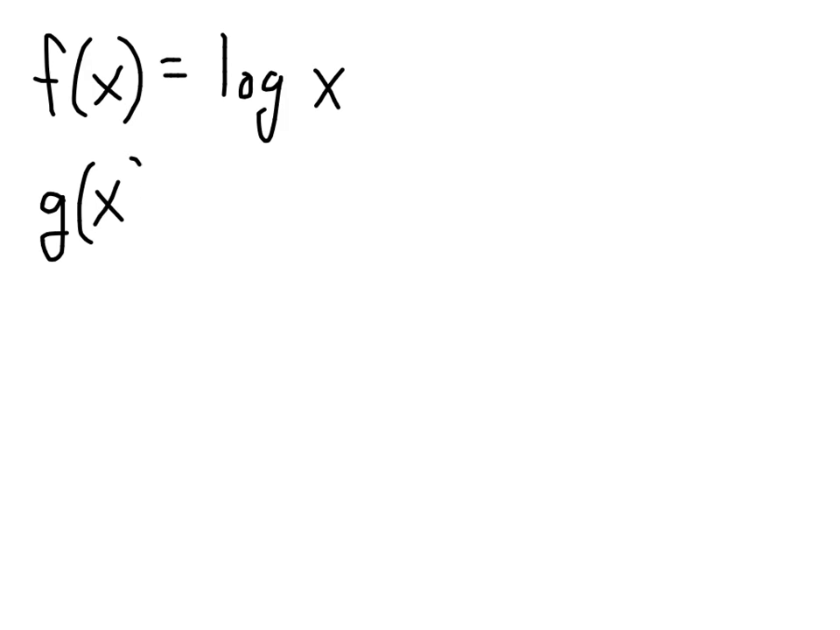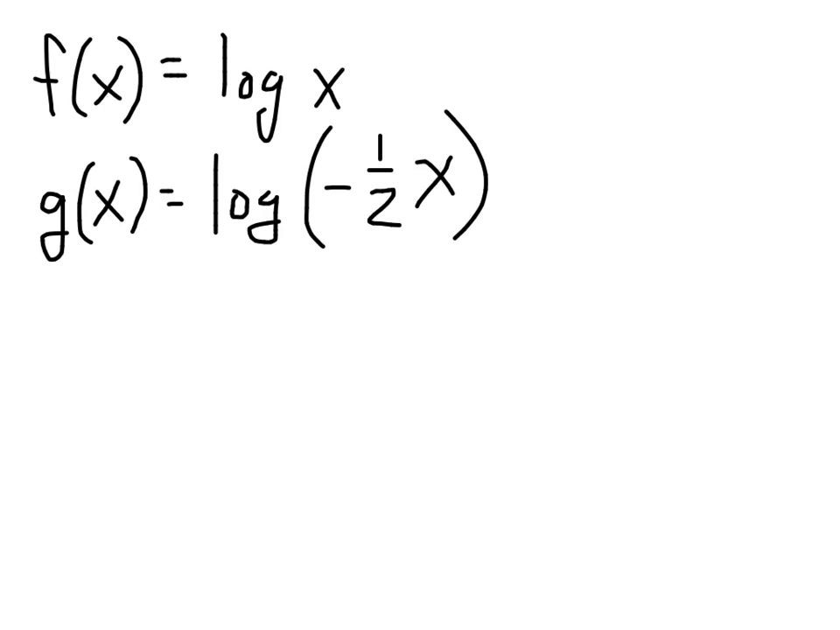So here's what you're going to see, though, is your parent is going to be a little bit different. It'll say something like this, where it'll say f of x equals log x. That's the initial one. And g of x is equal to log parentheses negative 1/2 x. Okay, so first thing you need to tell me is what changed? There's two things.